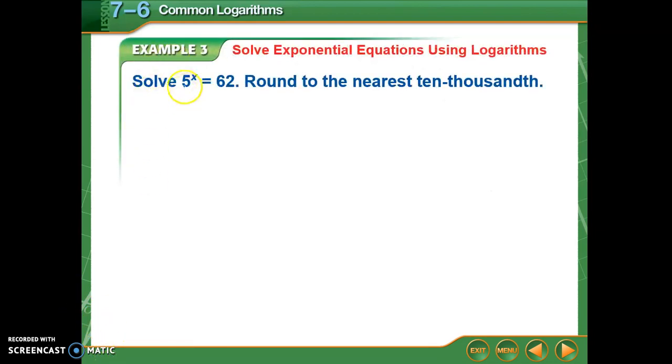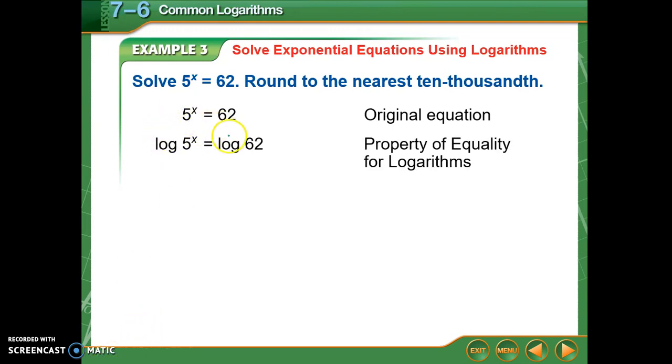So in this case, for example, 5 to the x equals 62. Well, 62 cannot be written as 5 to a power. 5 squared is 25. 5 cubed is 125. 62 is not a power of 5, obviously. So we need another way to solve. So this is what we do. When I have a variable in the exponent and I need to get it out, I take the logarithm of both sides. Now, it doesn't have to be the common logarithm, but that's the easiest one to use because your scientific calculators let you calculate it really easily. So these are log base 10, even though the 10 is not written.